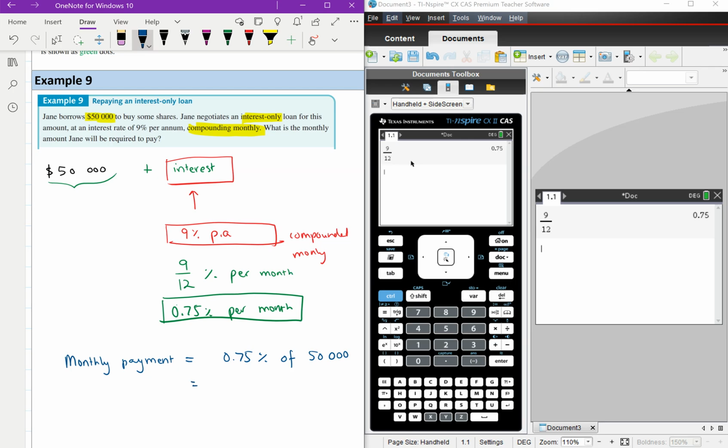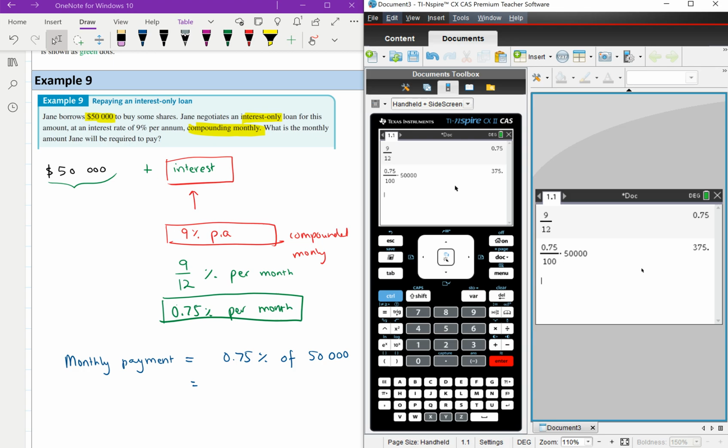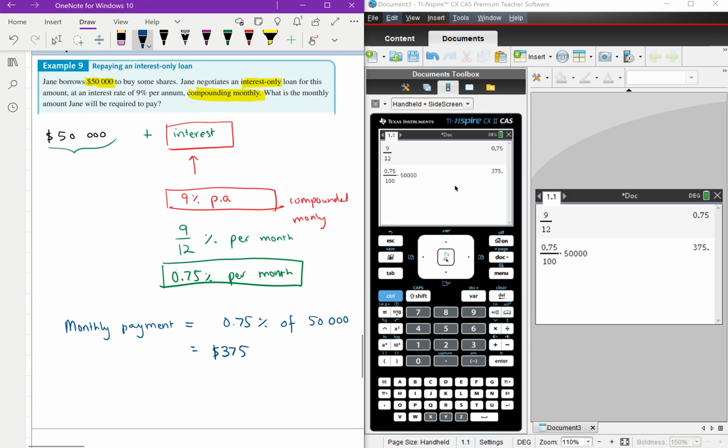Okay, so 0.75%, I'm just going to go to my calculator over here. This is 0.75%, means out of 100. Okay, that's what percent means. And then times $50,000, and that tells me that it is $375 that Jane would need to pay per month. Okay, just to stay afloat. So she's never paying the $50,000 that she owes. She's only paying this interest.